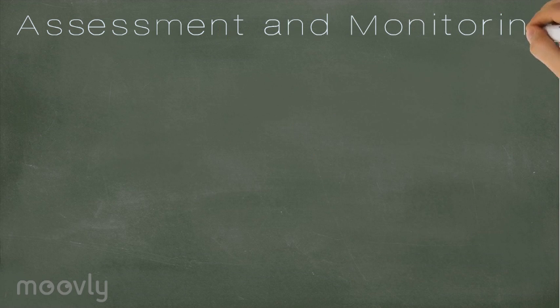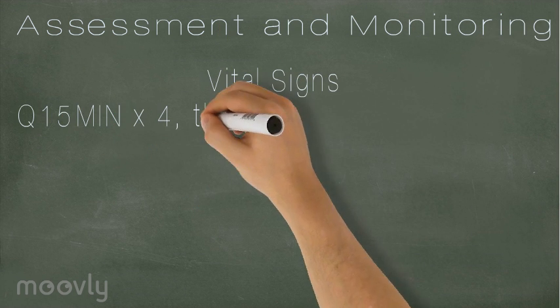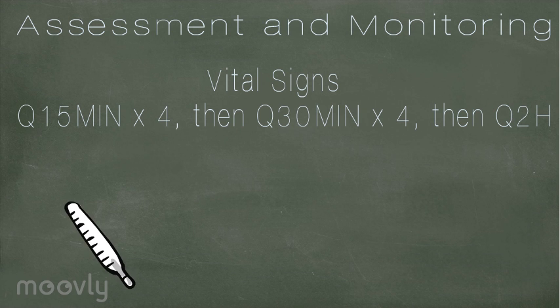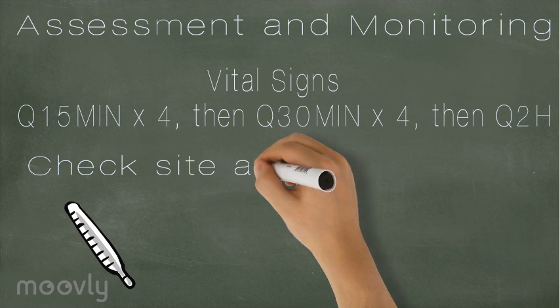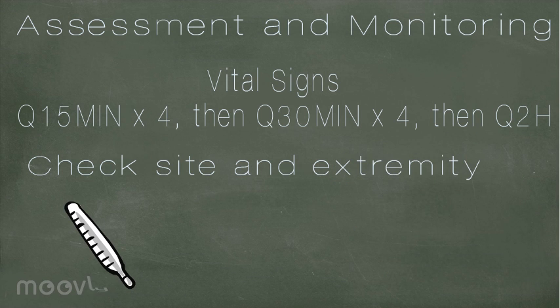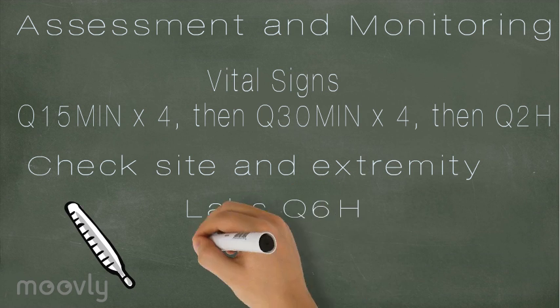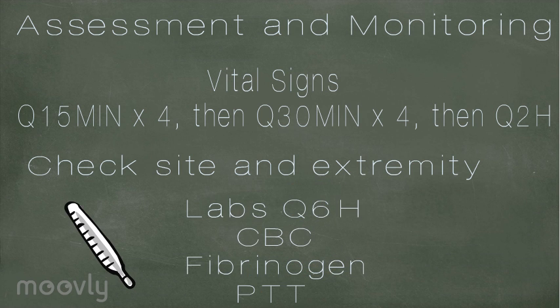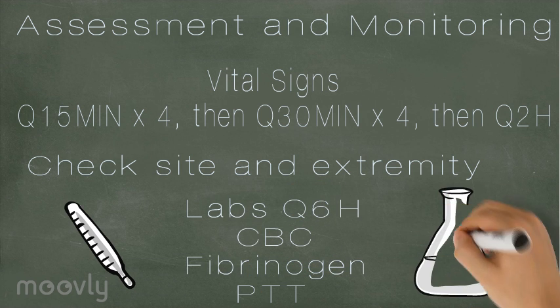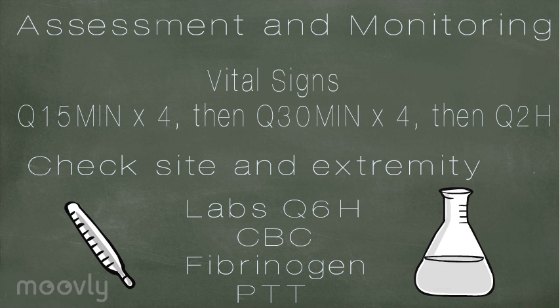The patient's vital signs should be measured every 15 minutes for 1 hour, every 30 minutes for 2 hours, and then every 2 hours. The RN should check the catheter site for hematoma with each set of vitals, as well as a general assessment of the catheter extremity, including distal pulses, temperature, and neurological function. The patient's CBC, fibrinogen levels, and PTT levels should be monitored every 6 hours throughout therapy.